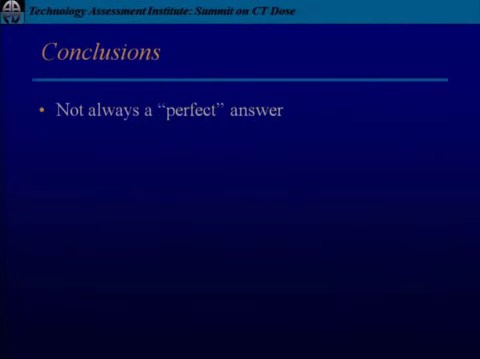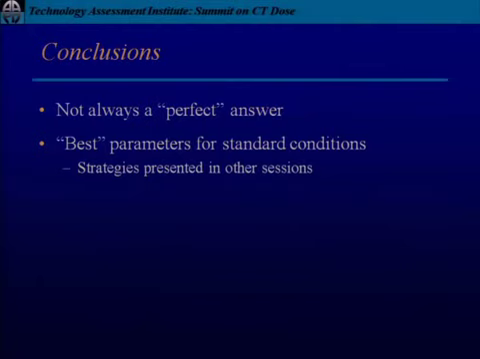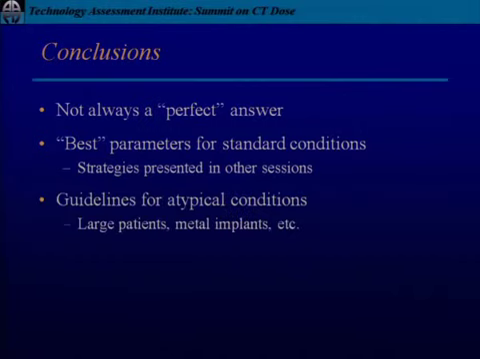So in conclusion then, there's not always a perfect answer. As a matter of fact, there's hardly ever a perfect answer. What we shoot for is to determine the best parameters for standard conditions. And I believe there's going to be lots of ideas and thoughts on this in other sessions. It's also a good idea to have some guidelines prepared for some atypical conditions. I have written down here large patients. That should probably be very large patients, because large patients really aren't atypical. But very large patients, metal implants, these kinds of things that you don't see too often, but eventually one of them is going to end up at your scanner.